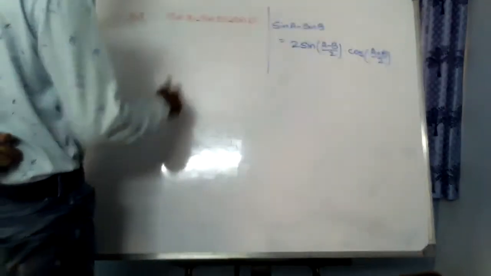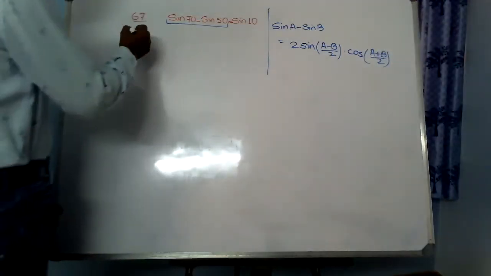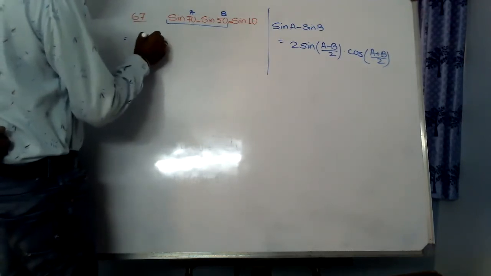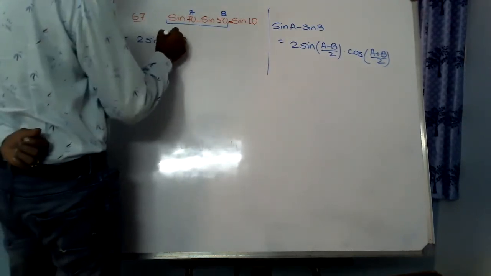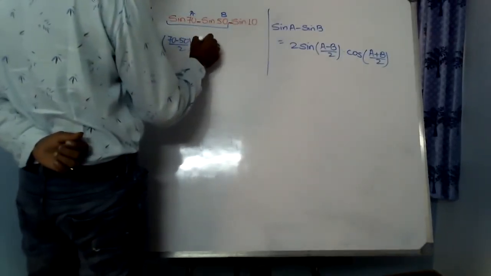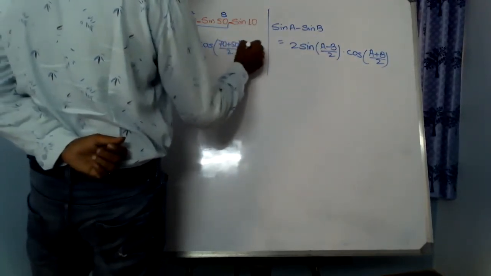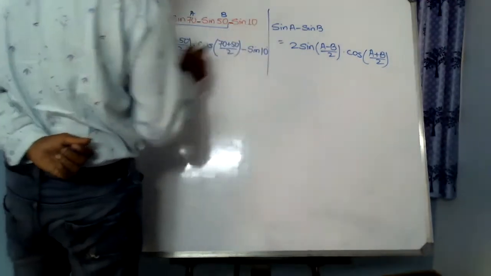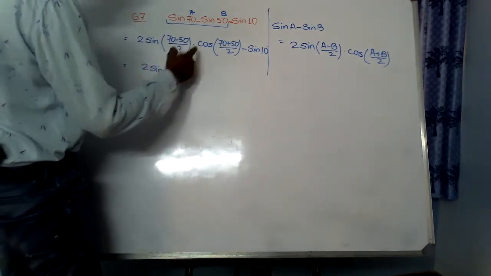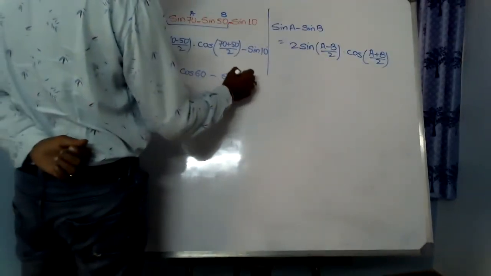Okay, fine. If I apply that formula, you can choose any two things as I told you. First, I'll go with these two, and keep this minus sine 10 separate. So this will be my A, this will be my B. It will give me 2 sine (A minus B) by 2, that is 70 minus 50 divided by 2, into cos (A plus B) by 2, that is cos (70 plus 50) divided by 2, minus sine 10, which remains outside as it is. Now if I solve it, what will I get? 2 sine 20 by 2, that is 10, into cos 120 by 2, that is 60, minus sine 10.